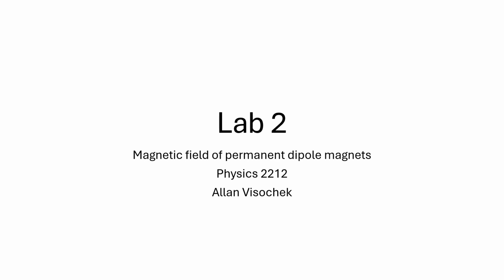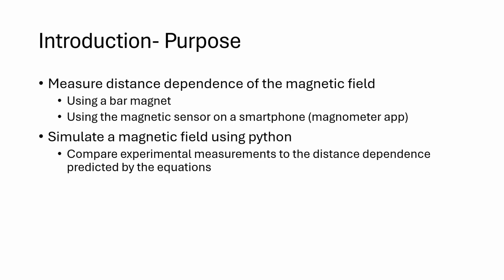This is Lab 2 of Physics 2212, Magnetic Field of Permanent Dipole Magnets. The purpose of this lab is to measure the distance dependence of the magnetic field. This is done using a bar magnet and using the magnetic sensor on a smartphone. The magnetic field is then simulated in Python, and we're going to compare the experimental measurements to the distance dependence that's predicted by the equations in Python.